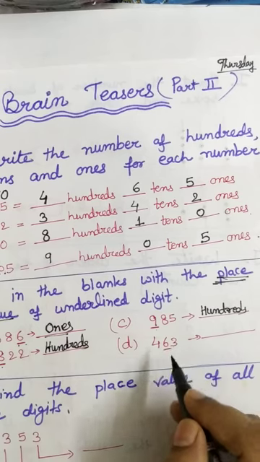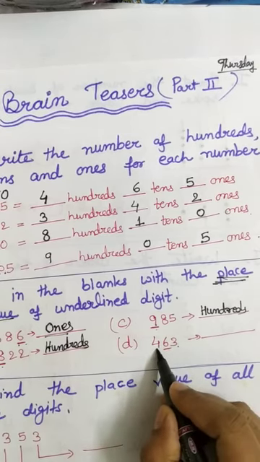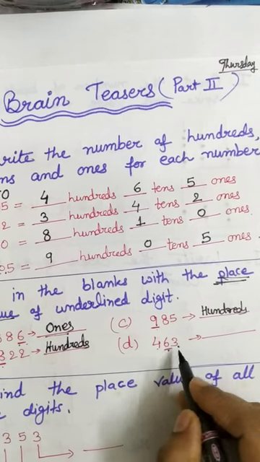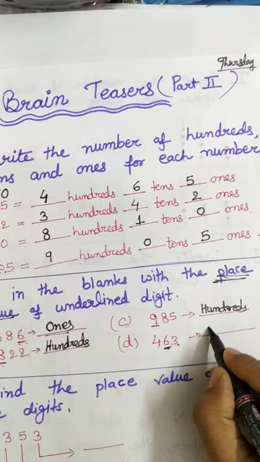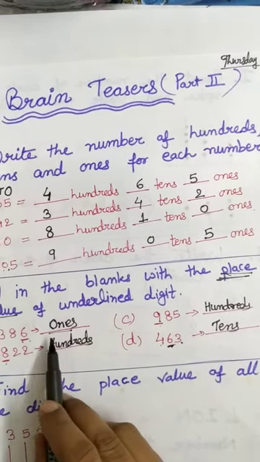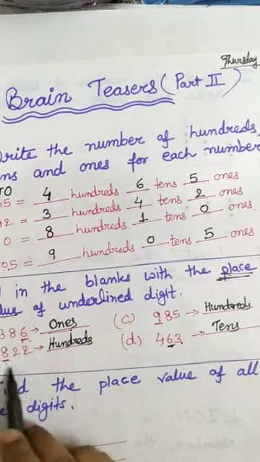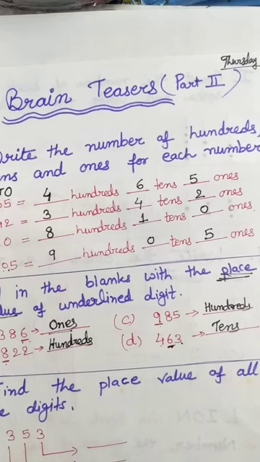463. Now my children are saying 463, hundreds, tens, ones. So we will write here, mark it here. We will write there, tens. It is ones place, it is hundreds place, again hundreds place, and now tens place. Clear?